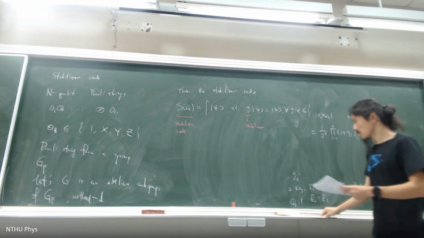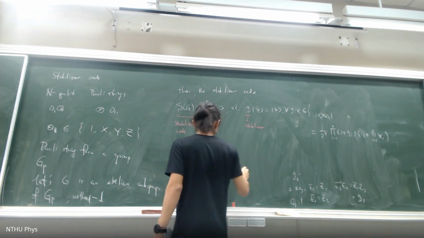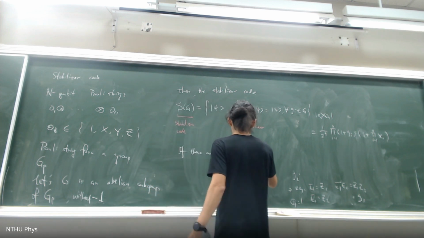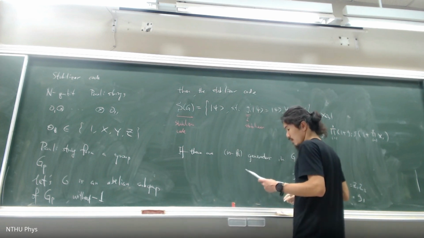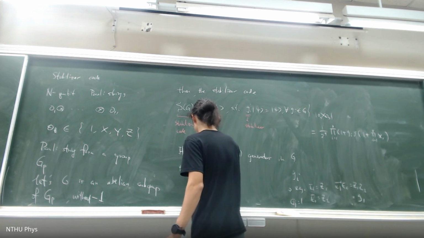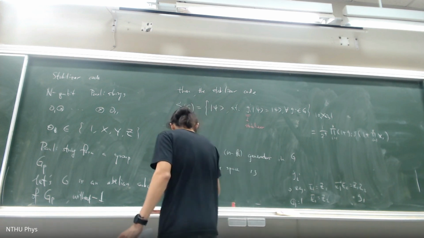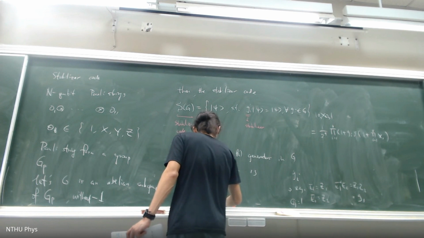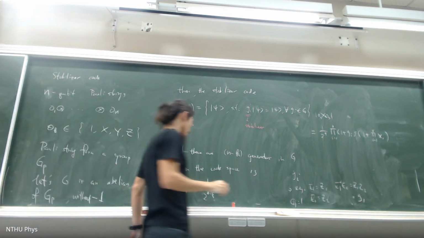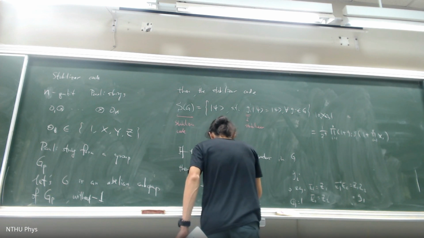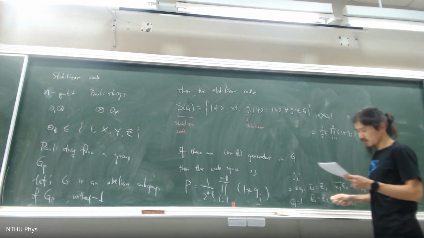Then, if there are n minus k generators of G, then the code space projector is the product of 1 plus Gi over 2. This is the same as before.